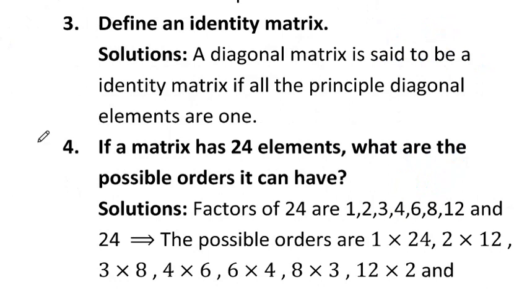Next one is identity matrix. The definition of the identity matrix is like this: a diagonal matrix is said to be an identity matrix if all the principal diagonal elements are 1.